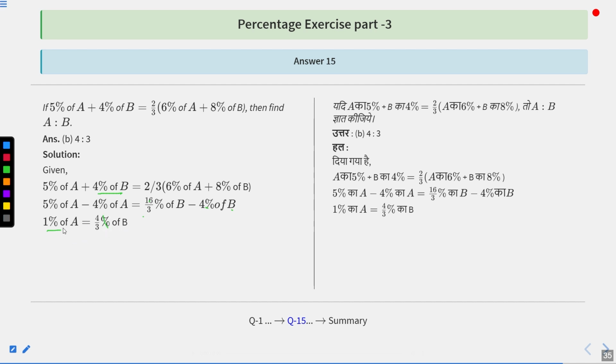Percentage will cancel out from both the sides. Then it becomes A upon B equal to 4 upon 3, or we can say the ratio of A to B is 4:3. Option B is the right answer.